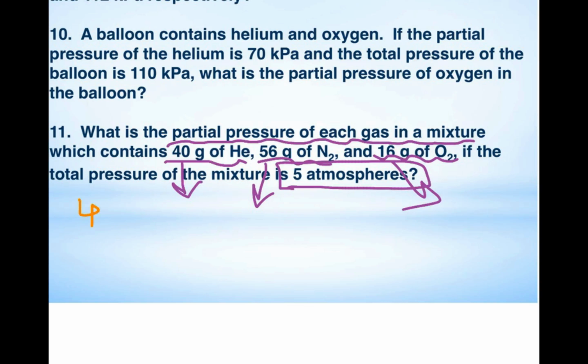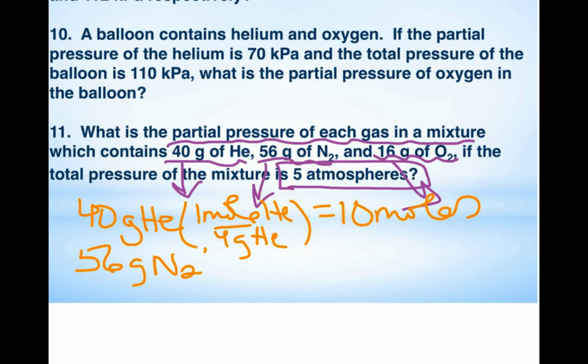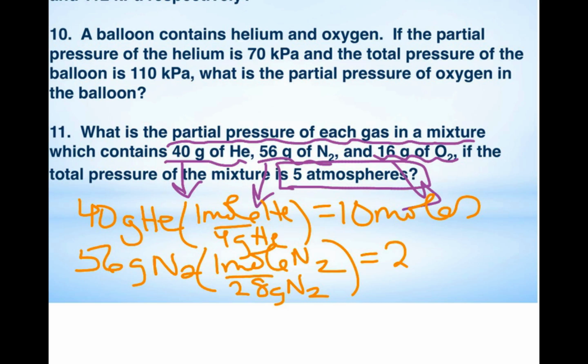So, 40 grams of helium times 1 mole of helium over 4 grams of helium. That means we have 10 moles of helium, don't we? Now what about nitrogen? 56 grams of nitrogen times 1 mole of nitrogen over 28 grams of nitrogen. Remember, nitrogen is diatomic. Helium isn't, but nitrogen is. This means we have 2 moles of nitrogen.